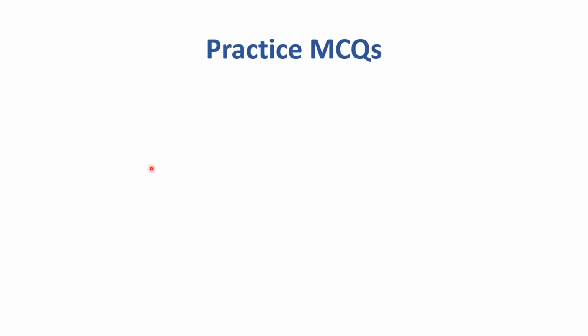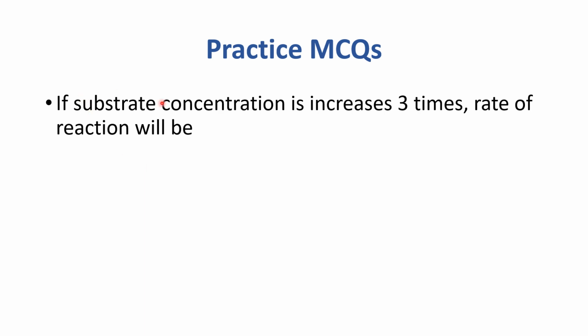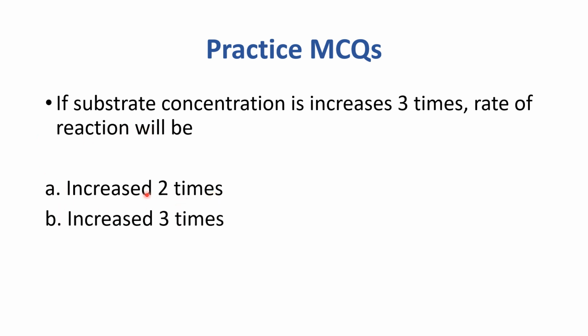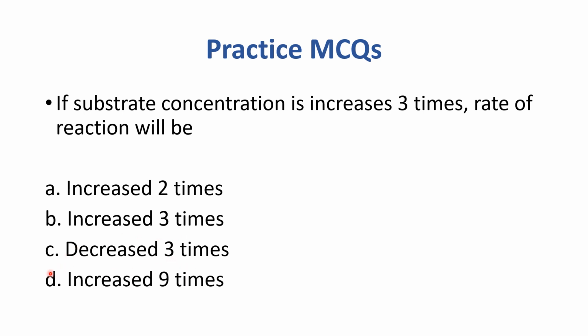Here we have a practice MCQ. If substrate concentration is increased 3 times, rate of reaction will be: increased 2 times, increased 3 times, decreased 3 times, or increased 9 times. And the correct option is increased 3 times.